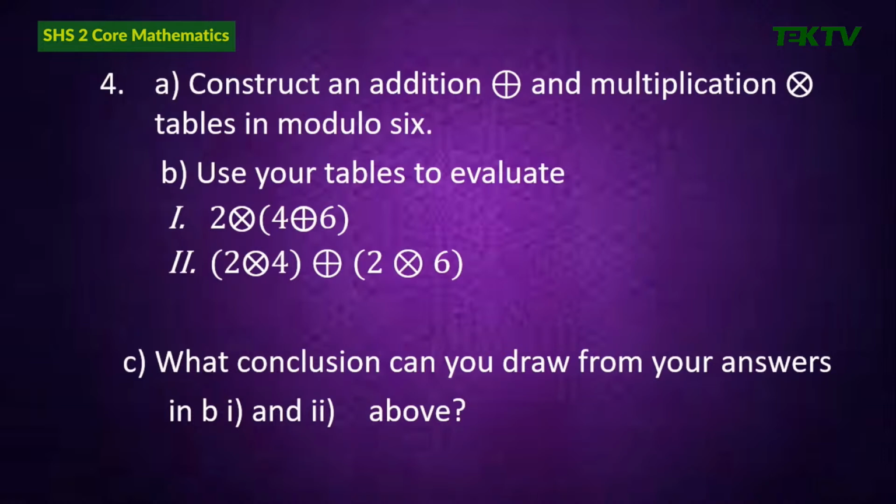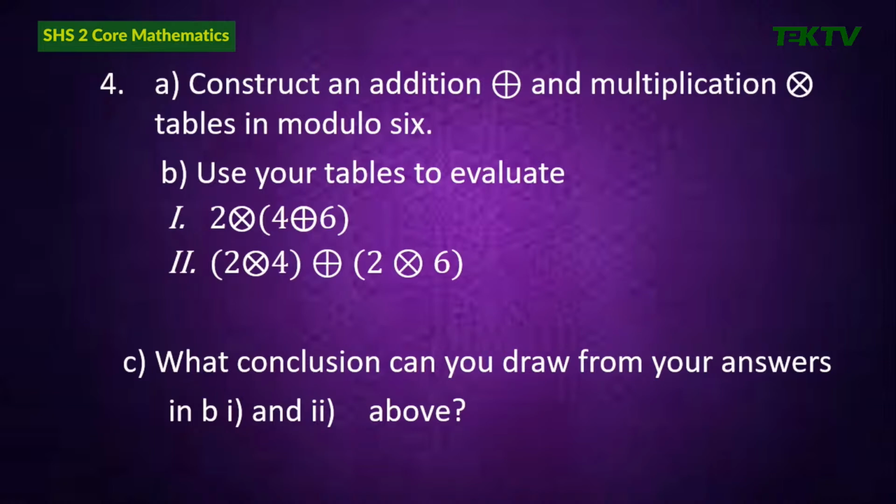The second one, which is number 4. Construct both addition and multiplication tables for modulo 6. In this case, you have not been given the limit, modulo 6. So you use all the elements in mod 6. Use your table to evaluate.